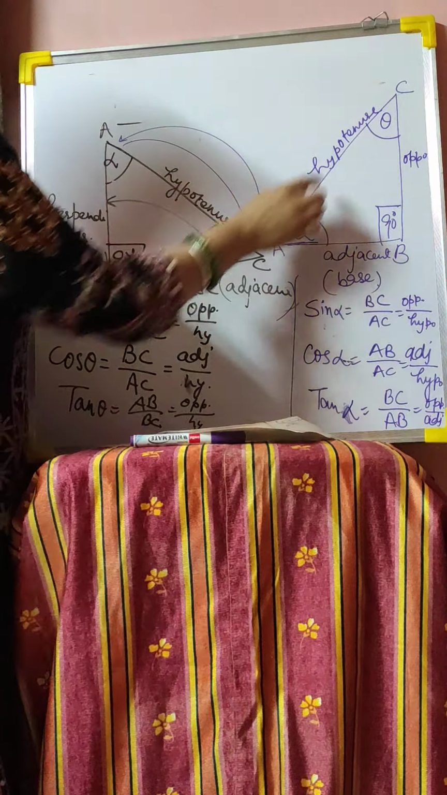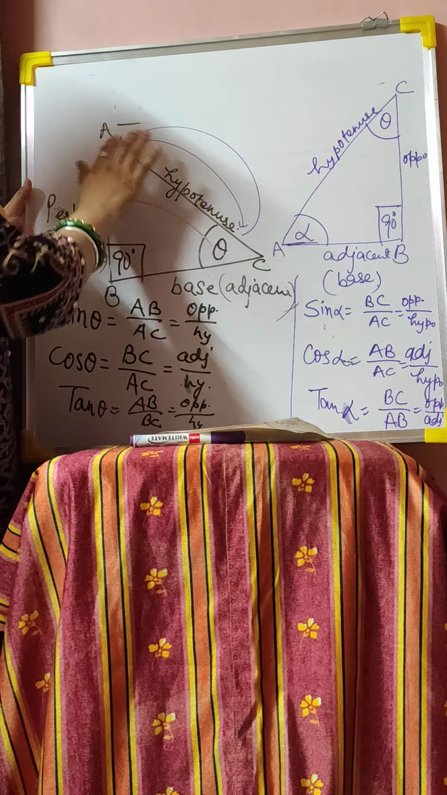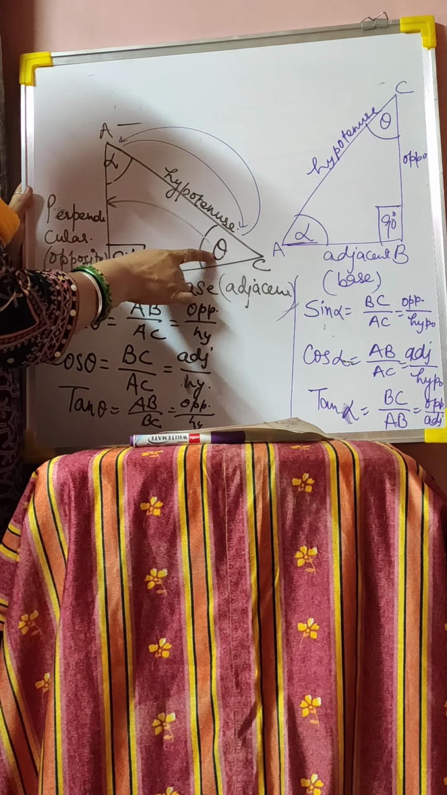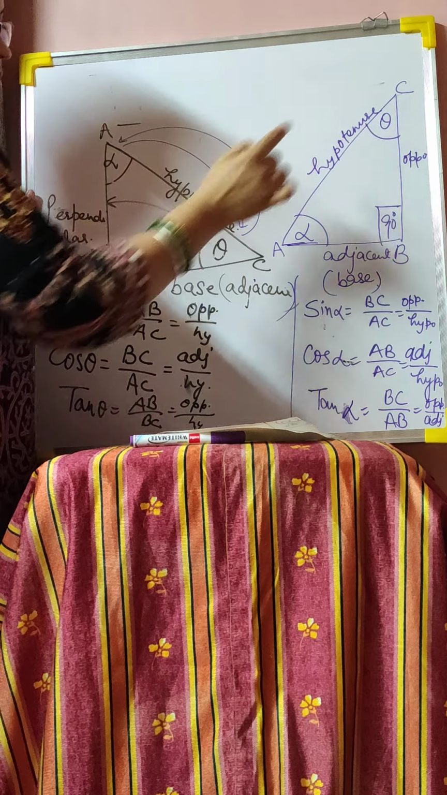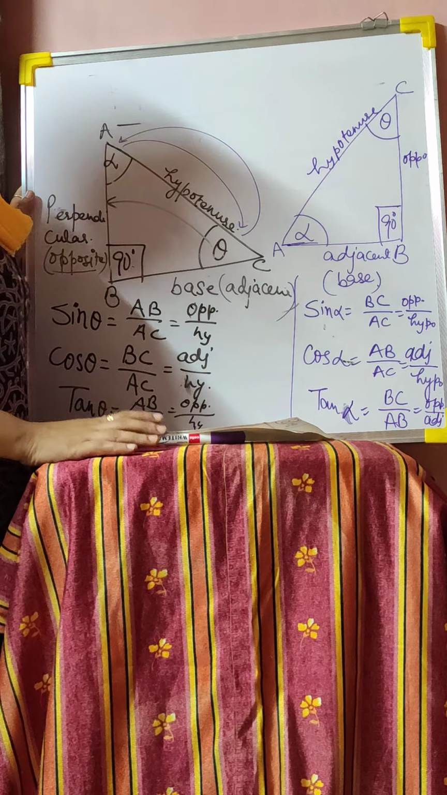So here, the alpha comes here and the rest of the side names are the same. Means it's A, B, C. So at point C, the angle is theta. At point A, angle is alpha. At point B, angle is of 90 degree.